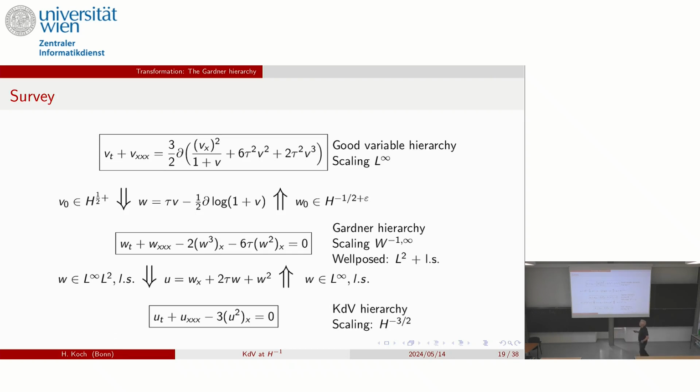And you can go with weak solutions from W to U. So in the W in L infinity L2, which corresponds to H minus 1 for KdV, from weak solutions for W, you get weak solutions for U. And in the opposite direction, it's a bit more restricted. You have to assume a bit more to get from weak solutions of KdV to weak solutions for W, and you can also go up.